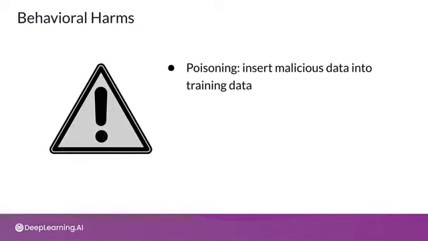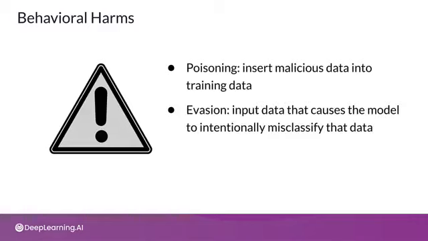Model poisoning attacks occur when an adversary inserts malicious data into training data in order to alter the behavior of the model. For example, creating an artificially low insurance premium for particular individuals. Evasion attacks occur when data in an inference request intentionally causes the model to misclassify that data. These attacks occur in a range of scenarios, and the changes in the data may not be noticeable by humans. Our earlier example of an altered stop sign is one example of an evasion attack.